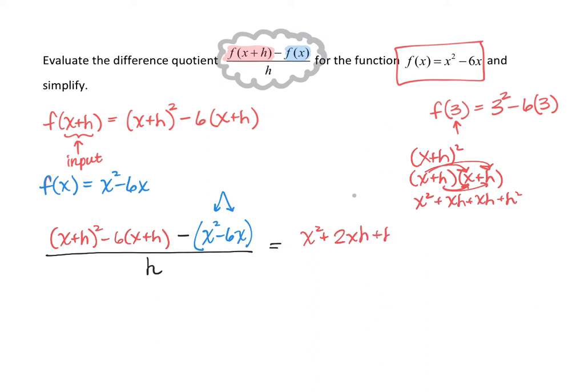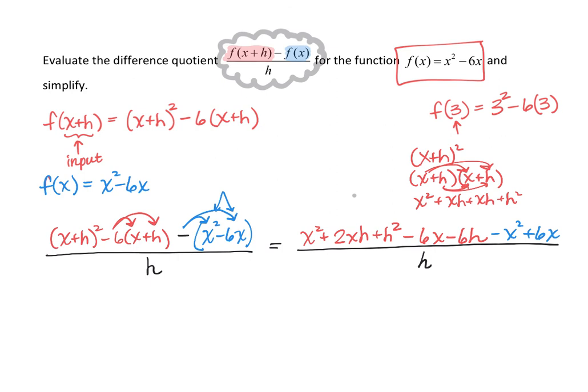plus h squared. Then we need to distribute the 6. We have a subtraction here, so minus 6 will distribute, so that's going to be a minus 6x minus 6h. And then what we have in blue, we also have to distribute. So we'll distribute here, and that is minus x squared plus 6x, all divided by h. Now, if we have simplified correctly, then this h in the denominator should eventually divide out.